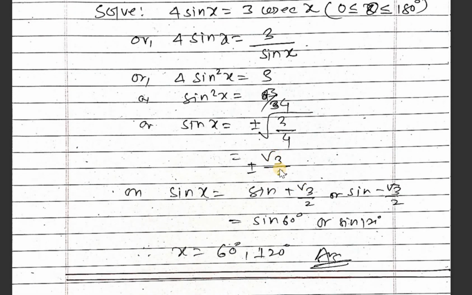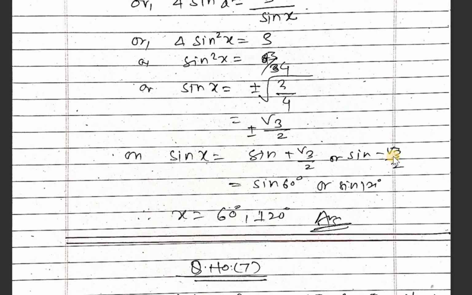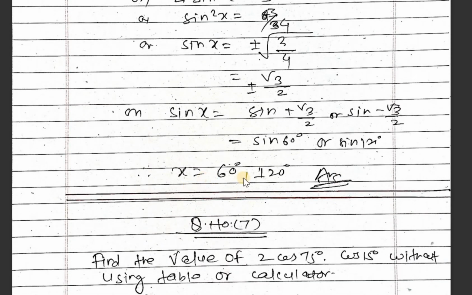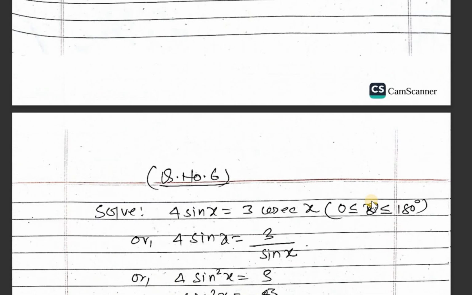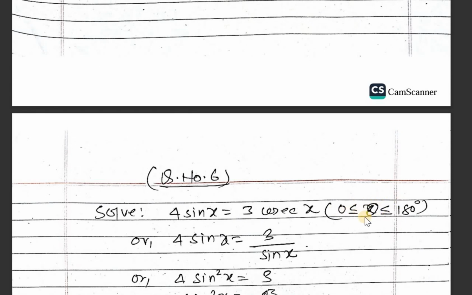So root 3 by 2. Sin x equals plus root 3 by 2 or minus root 3 by 2. This is plus and this is minus. And sin is root 3 by 2 at 60 and at 120. So x equals 60 and 120, and our range is 0 to 180.